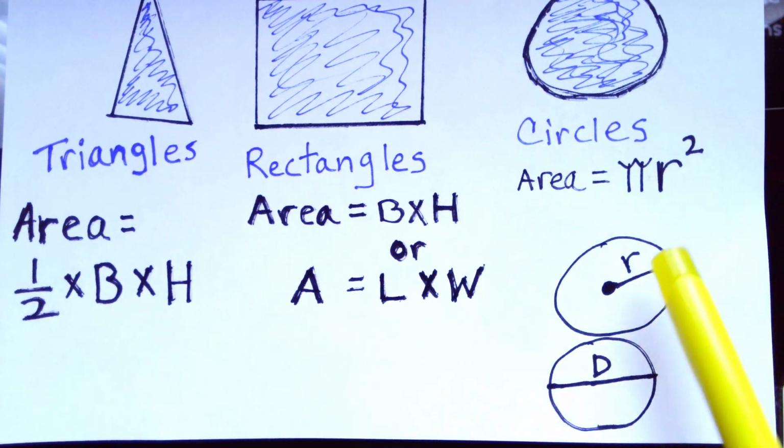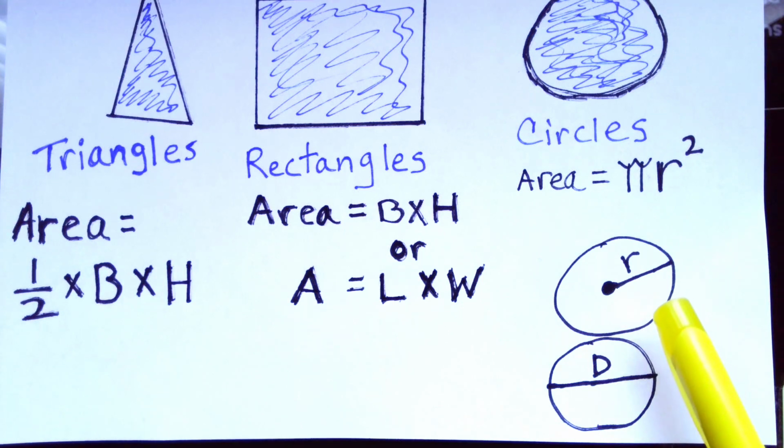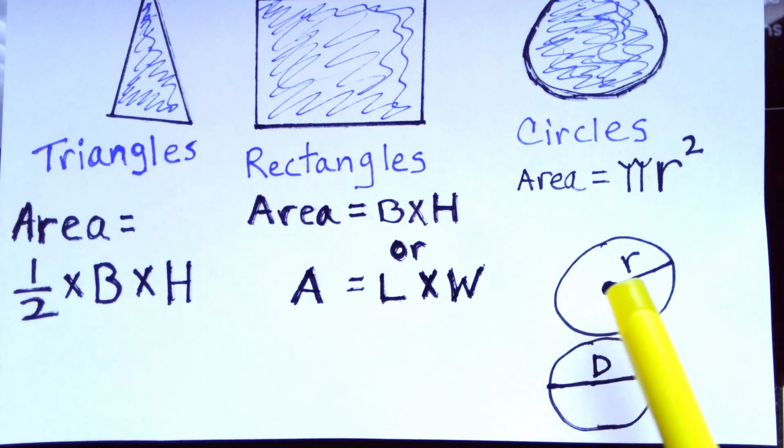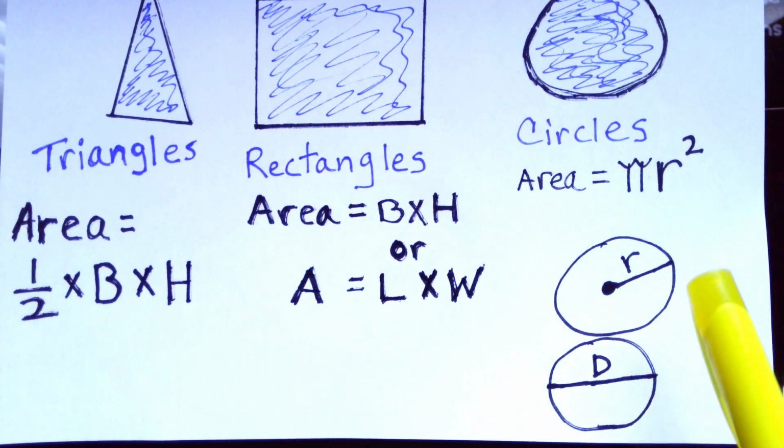So the radius is a measurement from the center out to the edge of the circle. Okay? You double the radius and you'll get your diameter, from edge of the circle to edge of the circle. You cut your diameter in half and you end up with your radius. So there is a relationship there between those two values. All right, stick with me.